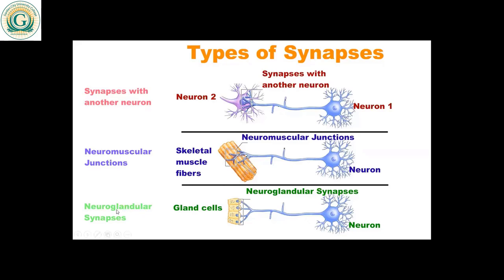And then we also have the neuroglandular synapse. Neuroglandular synapse is transmitting an impulse from a neuron to glands. So we have gland cells receiving impulse from a neuron. So that is another classification of synapse that we can look at.